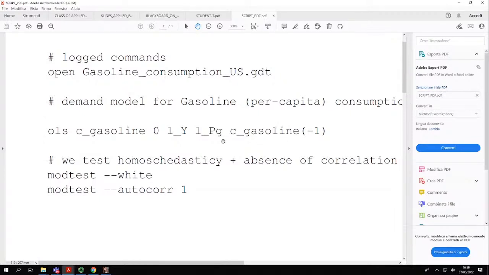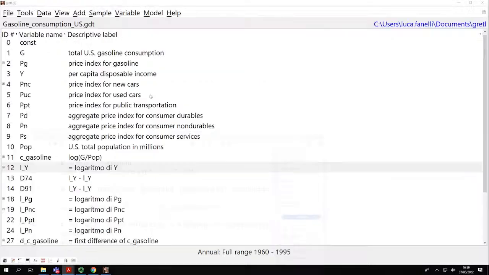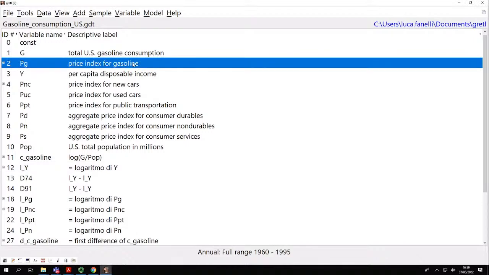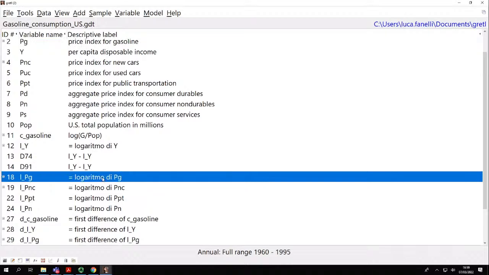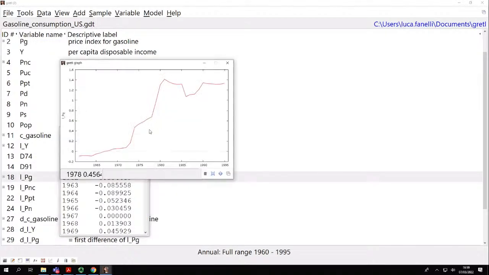One thing I want to show you before estimating this model is the correlation between per capita gasoline consumption and the price of gasoline. The price of gasoline is PG in the data set, the price index for gasoline. I took the log of it. It is exactly this one. You can see it. Very bad stuff.